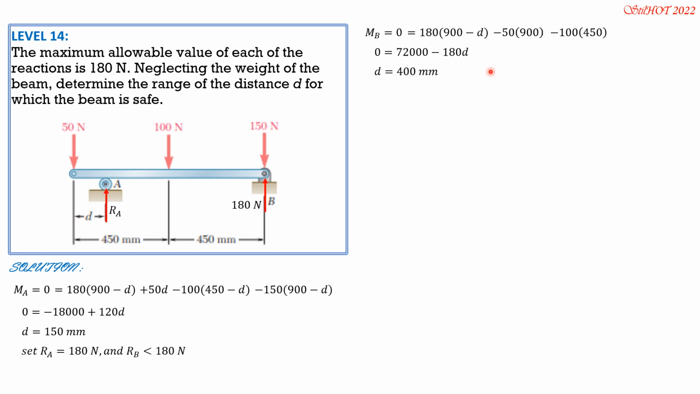Solving for D, D is 400 mm. Therefore, 150 mm is less than or equal to D and D is less than or equal to 400 mm. So that's the answer. So it's simple, but again, the trick is important to this problem.